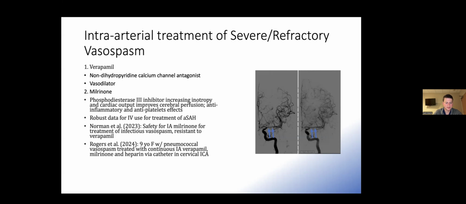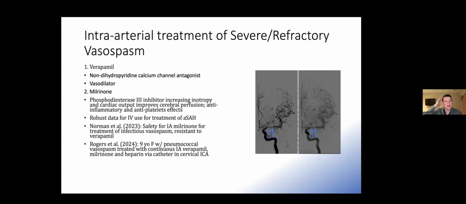In 2023, actually, one of my co-residents, Dr. Norman, published a case report out of Cornell where they showed the safety of intraarterial milrinone for the treatment of infectious vasospasm, this one being a case where the patient was resistant to intraarterial treatment of verapamil. In 2024, there was a case series published for a 9-year-old female with pneumococcal vasospasm who was treated with continuous intraarterial verapamil, milrinone, and heparin via a catheter that was actually stranded in the cervical carotid.